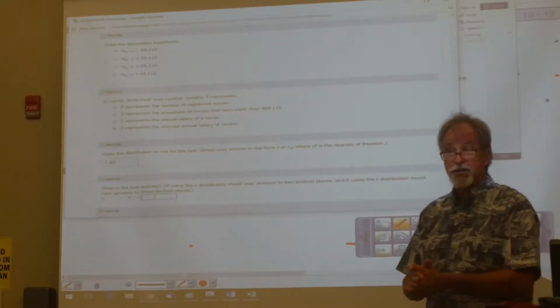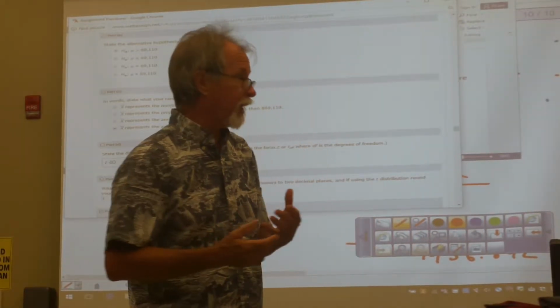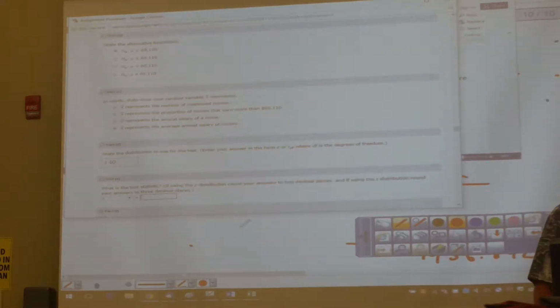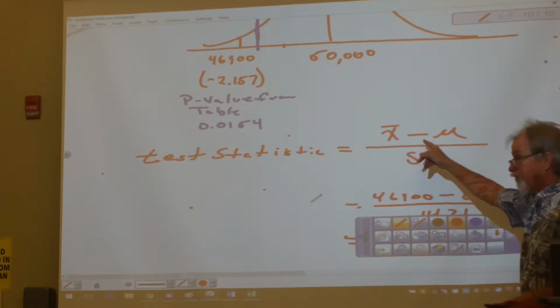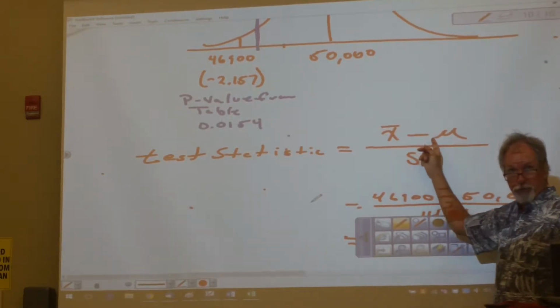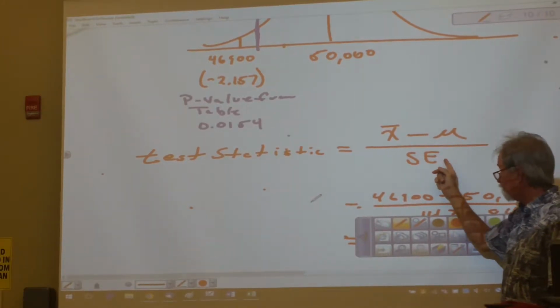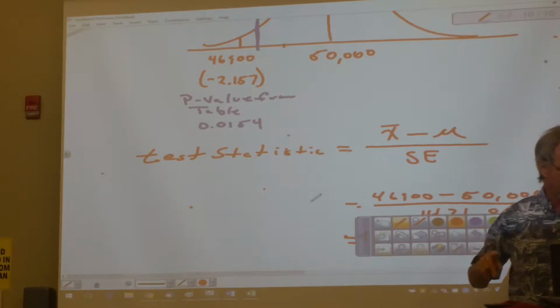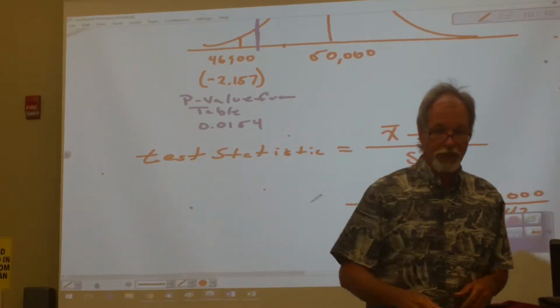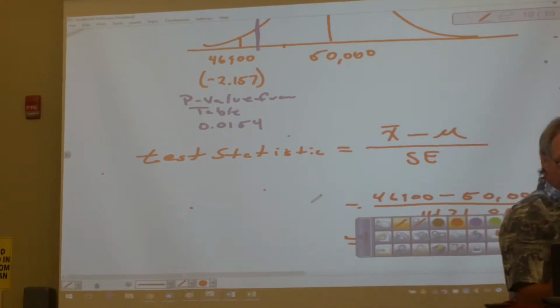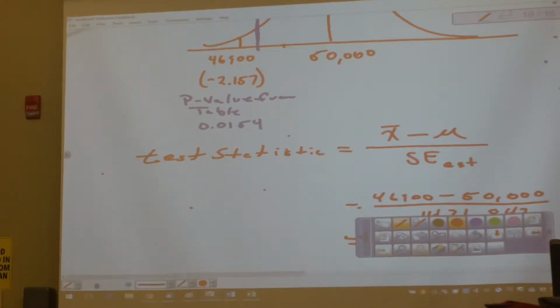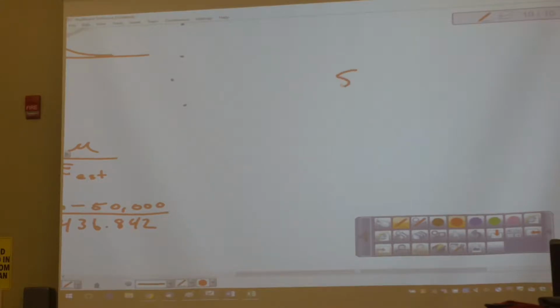So what's the test statistic? T. And then I have to calculate it. But see, this is where I go back. It doesn't really matter what I call the test statistic. The test statistic is still the mean of the sample minus the mean in the hypothesis divided by the standard error. But since we don't know the standard error, we don't have the sigma, we are going to use an estimated standard error. How do I calculate the estimated standard error?